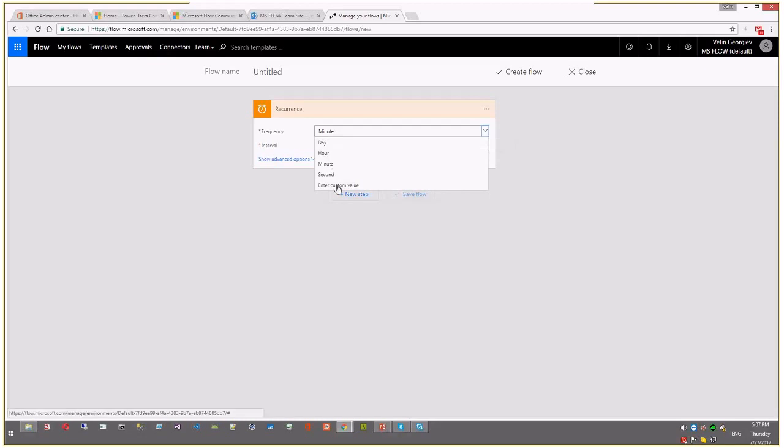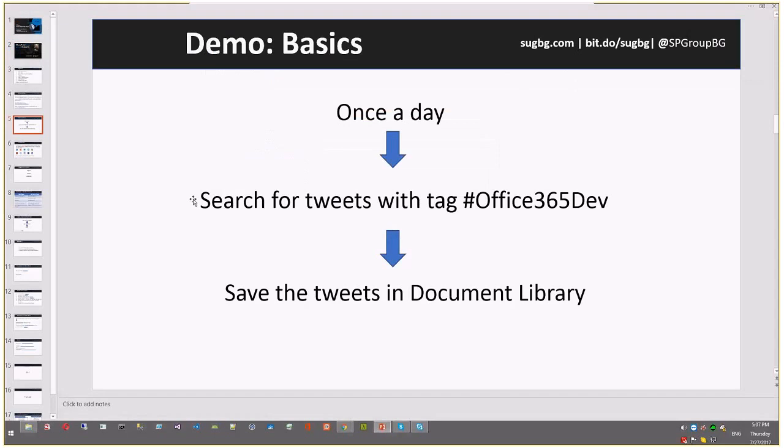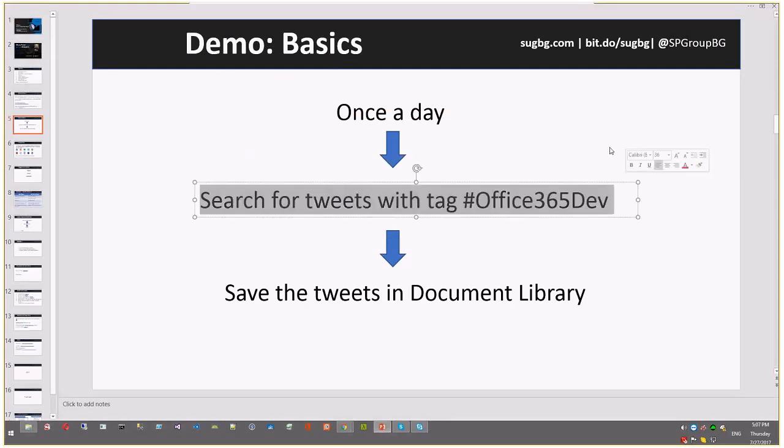Here I'll say once a day. So just once a day, execute that flow once a day, and then add a new step. And the next step for my flow would be search for tweets with hashtag Office365.